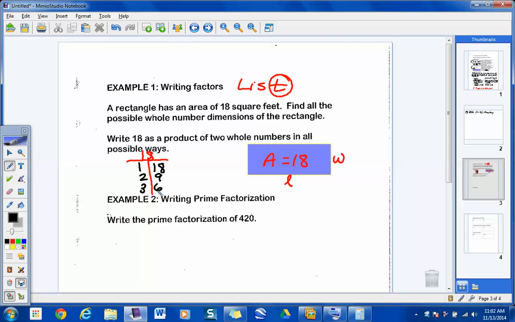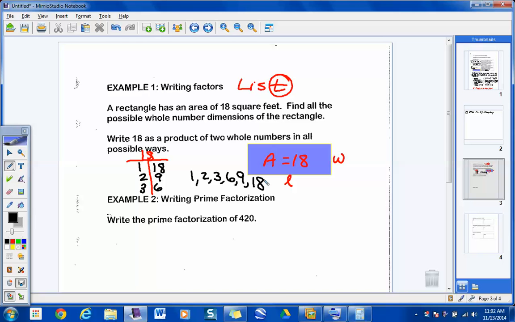So my question is, what are the factors of 18, really? What are the factors of 18? You would say 1, 2, and 3, and what after that? A 6, a 9, and what other value? Okay, those are your factors of 18.